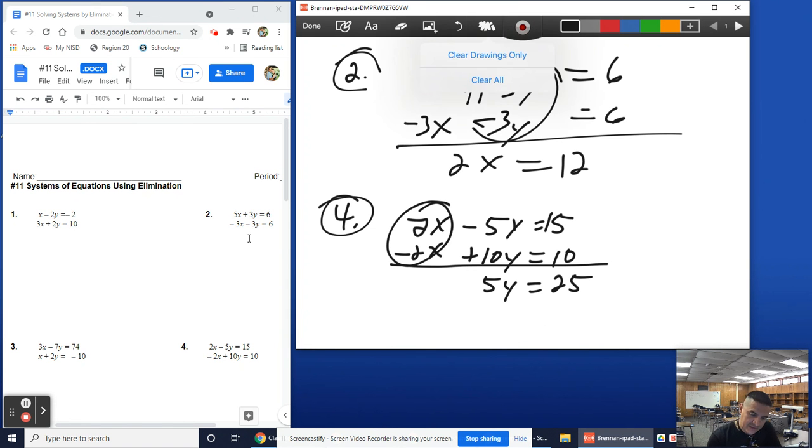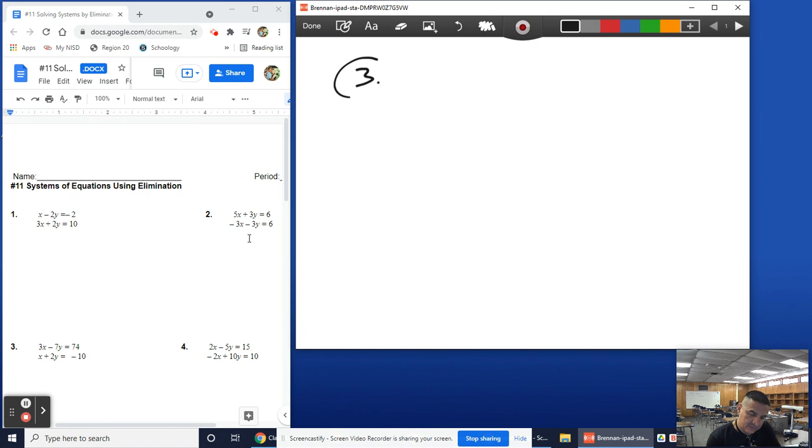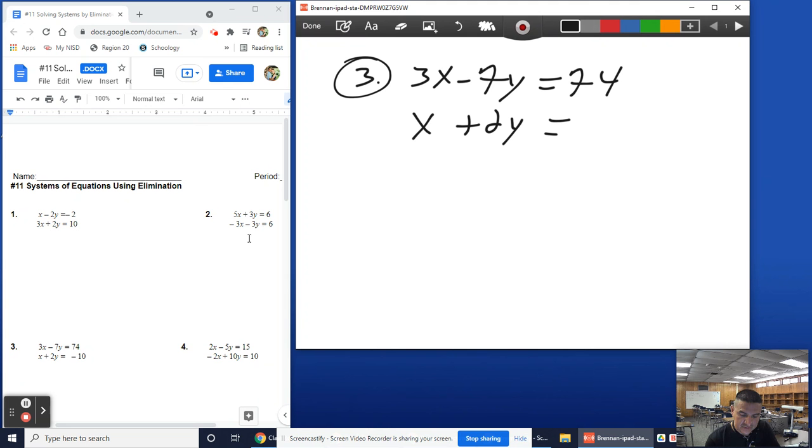3, on the other hand, is the biggest issue. 3 has the biggest problem, right? Because 3x minus 7y equals 74, and x plus 2y equals negative 10.